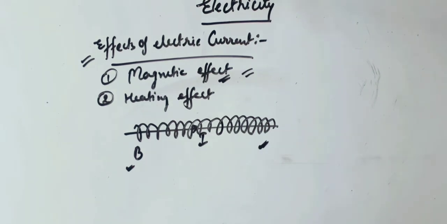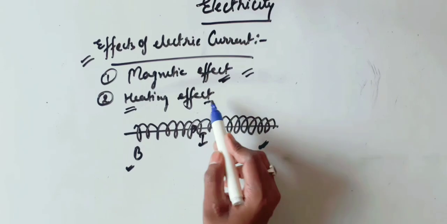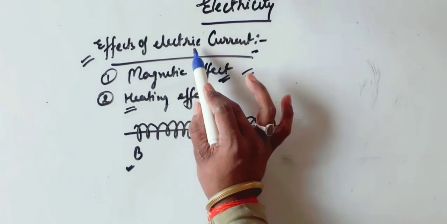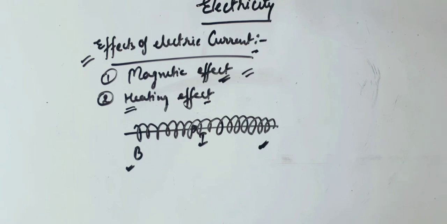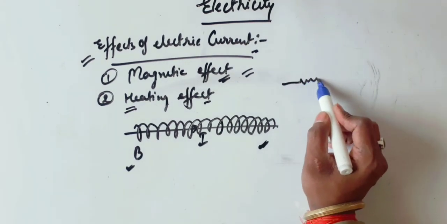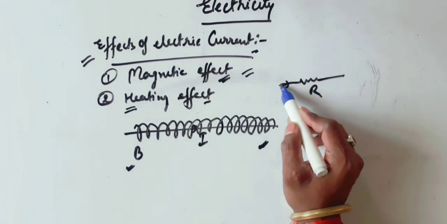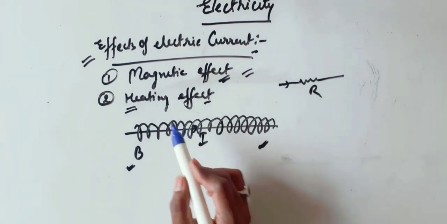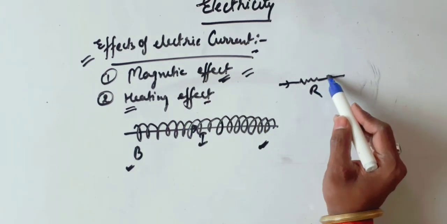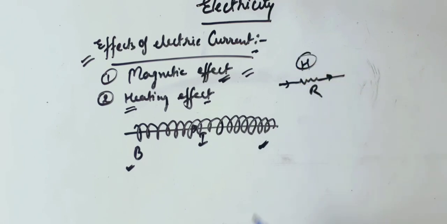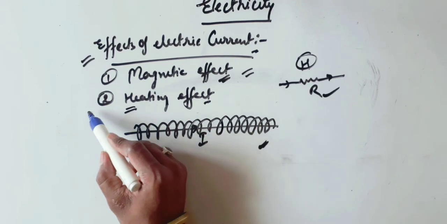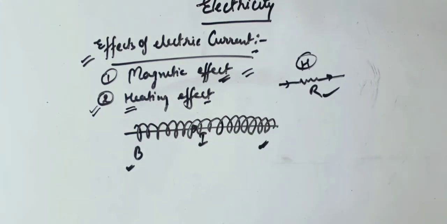So what do you mean by heating effect of electric current? Heating effect of electric current means that by electric current, heat can also be produced. Okay, so this effect is known as the heating effect of electric current. How can we define it? When electric current is flowing through a resistor, then heat will be produced in it. This effect is known as the heating effect of electric current. In this video we will discuss the heating effect of electric current.